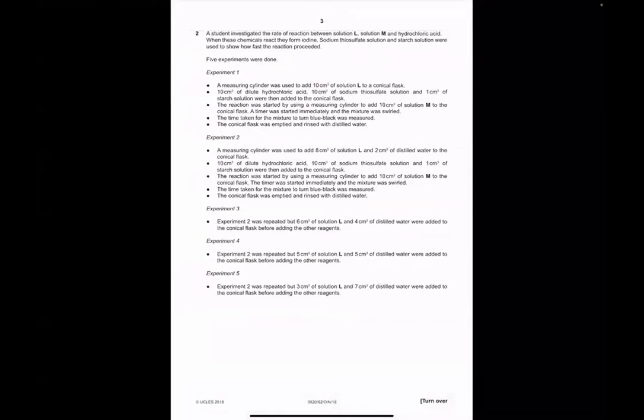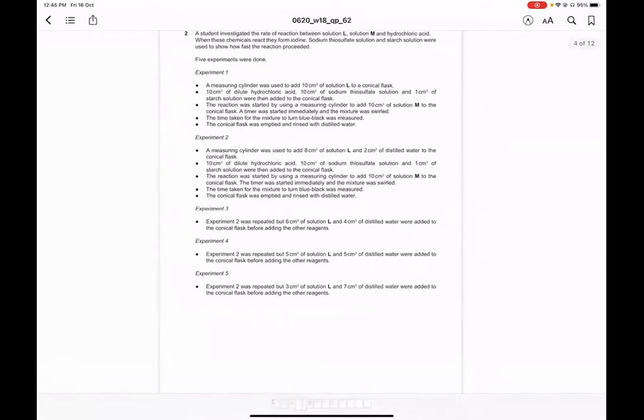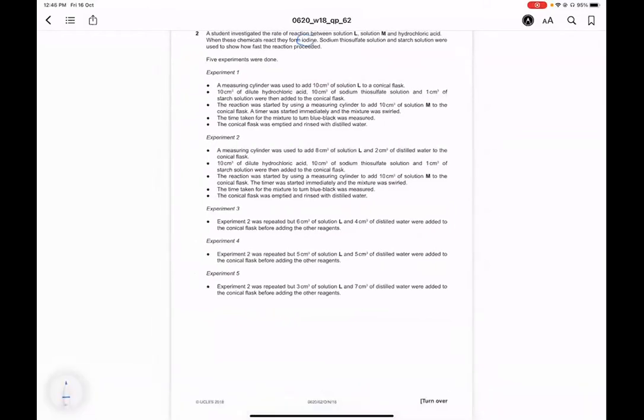Okay, question 2, he's reacting solutions L and M of hydrochloric acid. They react with each other and form iodine, and then he's adding iodine to sodium thiosulfate and using starch. Please all remember, starch, whenever it's used as an indicator. Okay, he used a measuring cylinder and it's inaccurate, just in case he asks for an improvement.